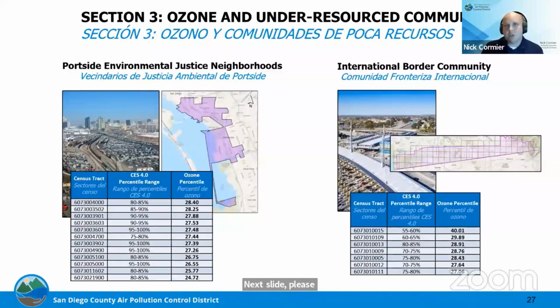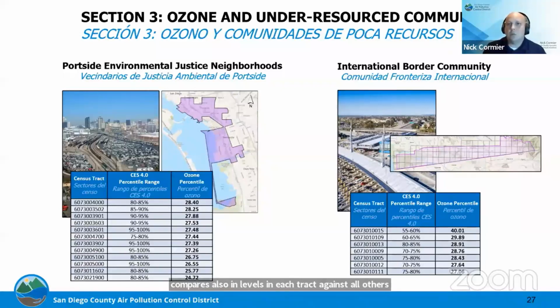For the first time, the 2022 RACs presents ozone information in some of our region's under-resourced communities. In particular, the RACs looks at two communities, Portside and the International Border Community, that are now in CARB's Community Air Protection Program. The tables on the screen identify census tracts that comprise each community, as well as their CalEnviroScreen score. The tables also include each tract's overall ozone percentile score in bold, which compares ozone levels in each tract against all others in California.